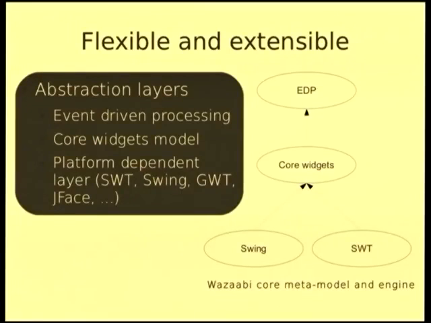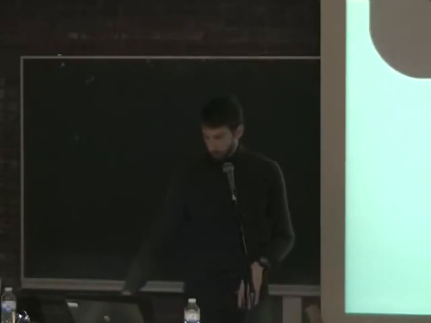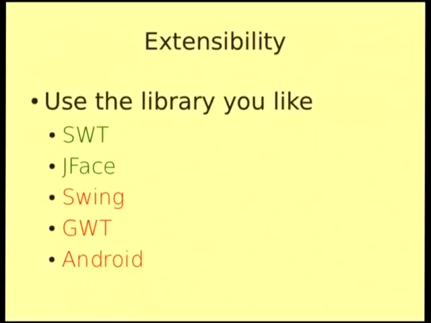First, the event-driven processing layer, which manages the whole functional part. Then we have core widgets. The core widgets are generic widgets, not specific to a UI library. And then, of course, you have a binding with the graphical library you want, SWT, Swing, or others. The graphic libraries that exist are, of course, numerous. The ones implemented until now are SWT and JFace, but it's quite easy to add another one since it's quite generic.